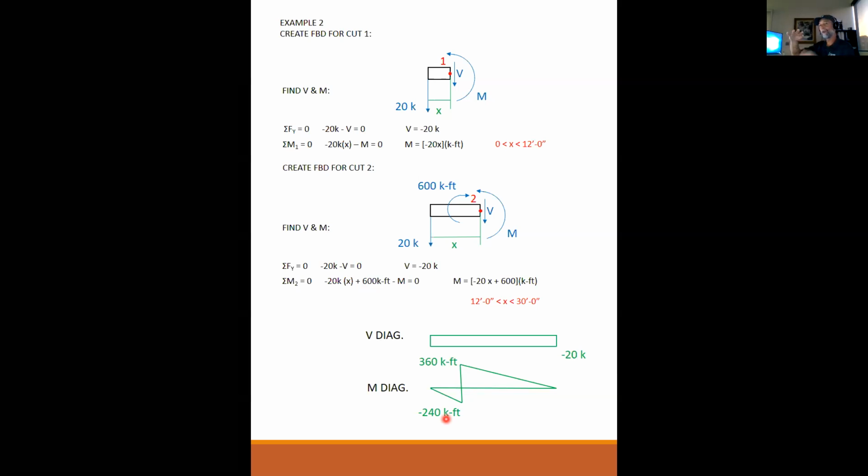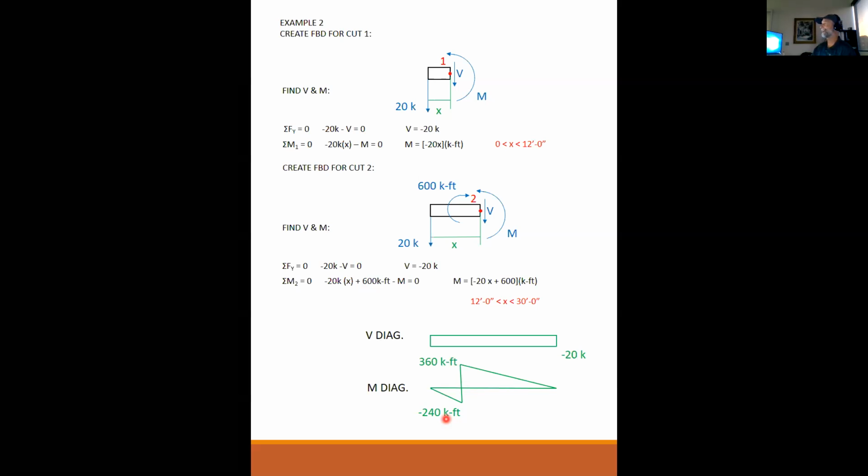So I would have one design for rebar at the bottom based on 360 and another design for rebar on the top for the minus 240. And then of course, when you build the beam, you would have rebar on the bottom and the top. The top sized for the 240, the bottom sized for the 360.